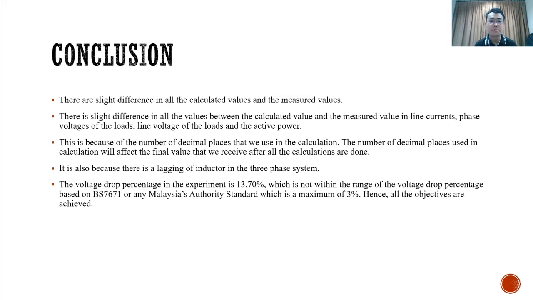Another discussion is that the voltage drop percentage in this experiment is 13.70%, which is not within the range of the voltage drop percentage based on BS 7671 or any Malaysian authority standard, which is a maximum of 3%. Hence, all the objectives are achieved in the experiment. That's all from me. Thank you.